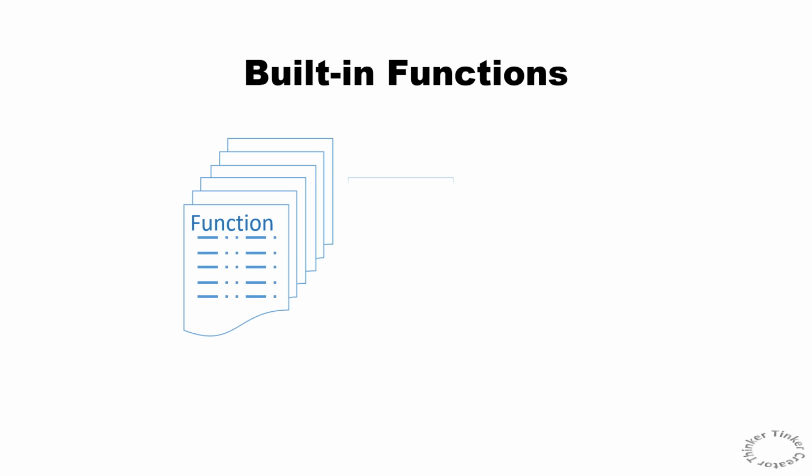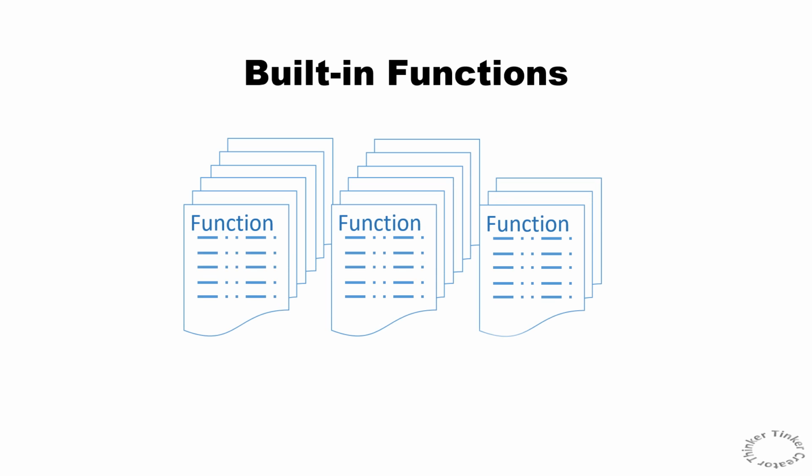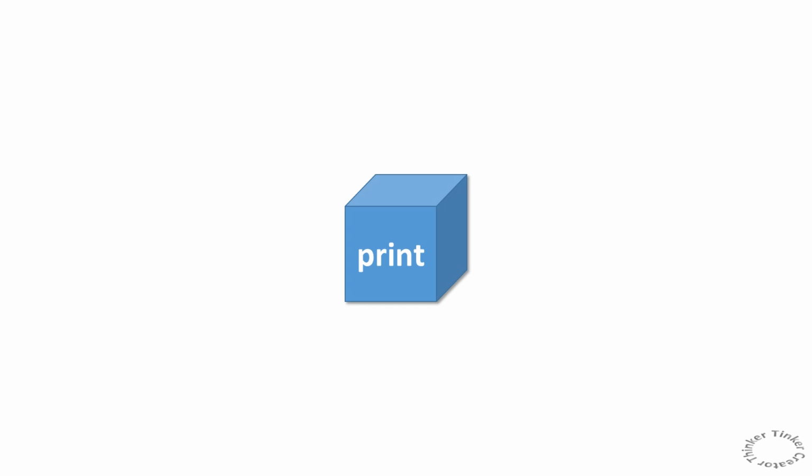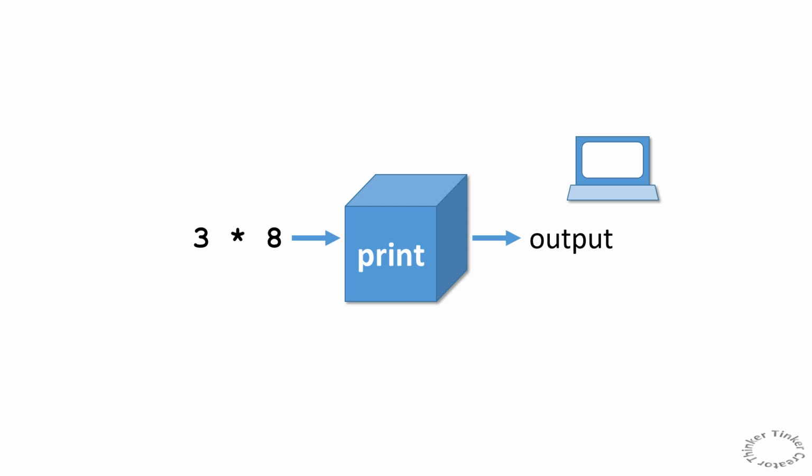Programming languages provide libraries of built-in functions for common tasks. Let's look at some of them. We've been using the print command as a means to print a value to a computer screen. Print is actually a function. It accepts an input. The input can be a value, or a variable that holds a value, or an expression that resolves to a value. It returns an output by displaying to a computer screen or by writing to a file.